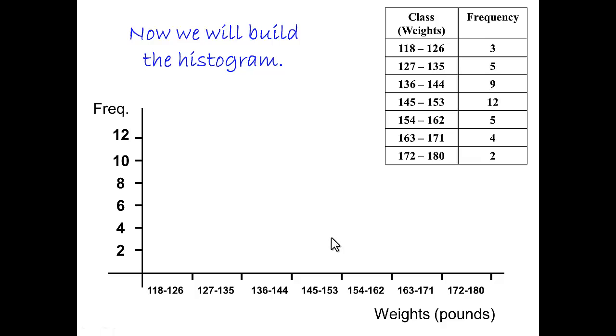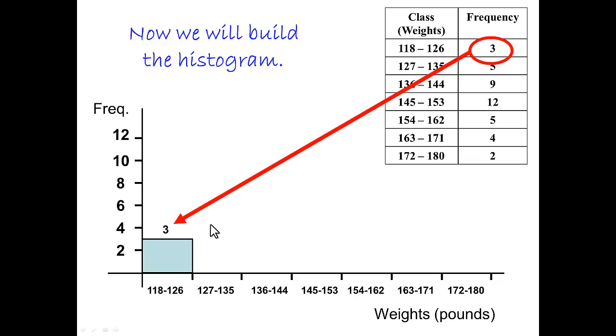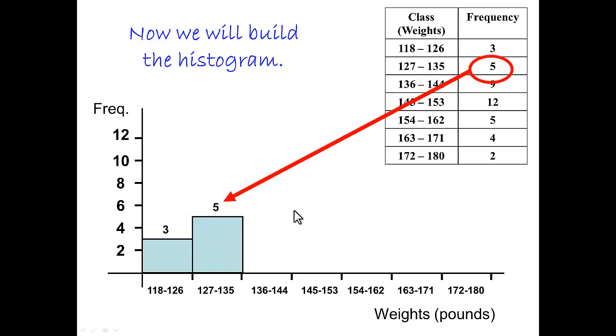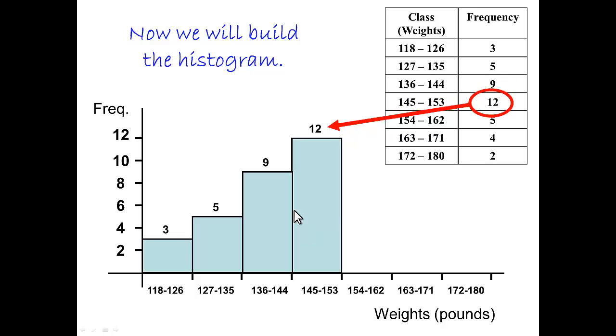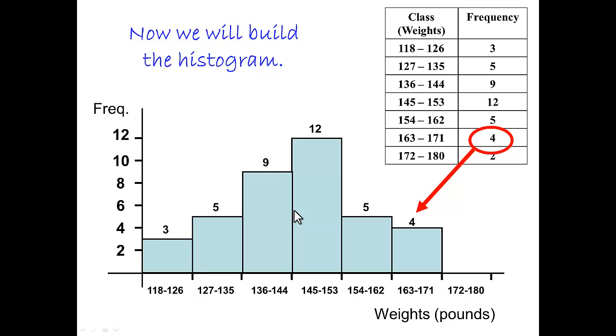Now we are ready to start our histogram. Each class will be a bar, the height of the frequency and the width of the evenly spaced tick marks on the bottom. The first class has a height of 3. So we draw a rectangle 3 high over to the first tick mark, and that makes our first bar. The next one has a height of 5, then 9, then 12, then 5, then 4, and the last one has a height of 2.